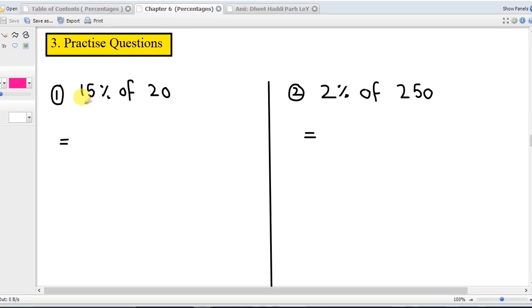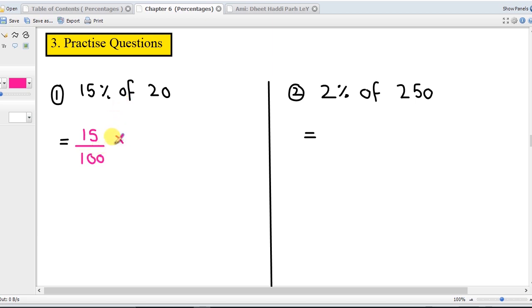So question number 1 is 15% of 20. 20 is a number and we have to find out what is the 15% of this 20. So simply apply the same strategy. 15%, convert this percentage sign into a fraction or get rid of this percentage sign. So 15 is here and percent means per means divide, cent means 100.